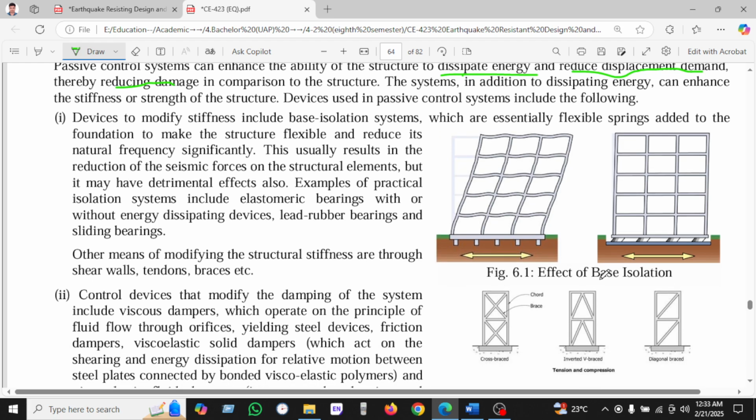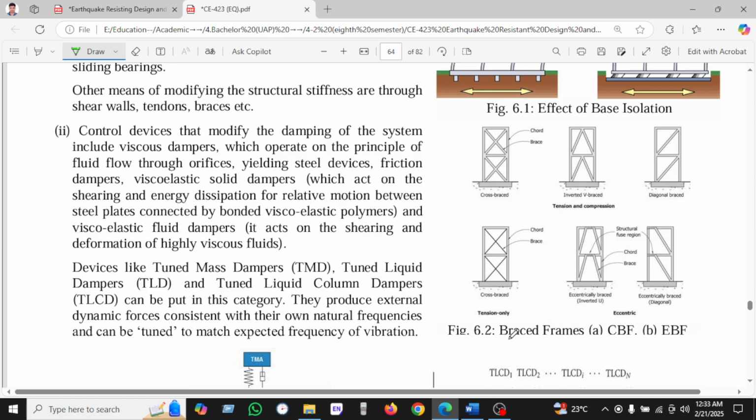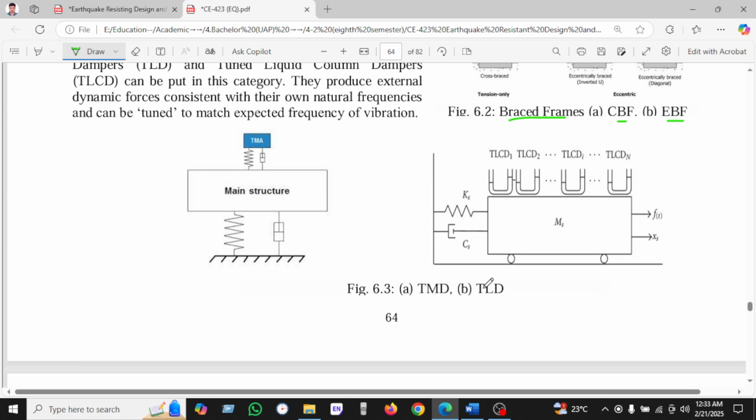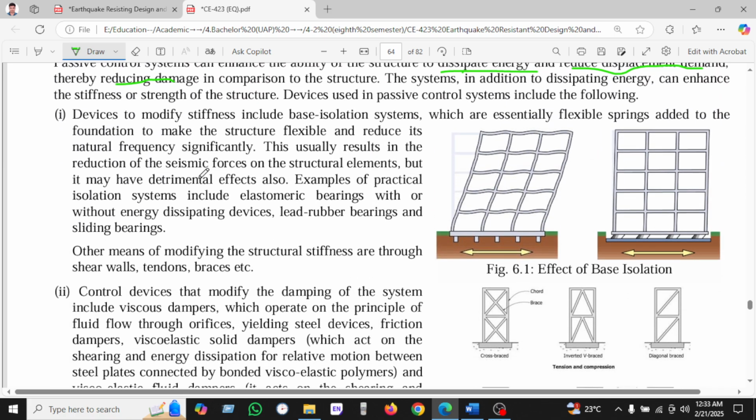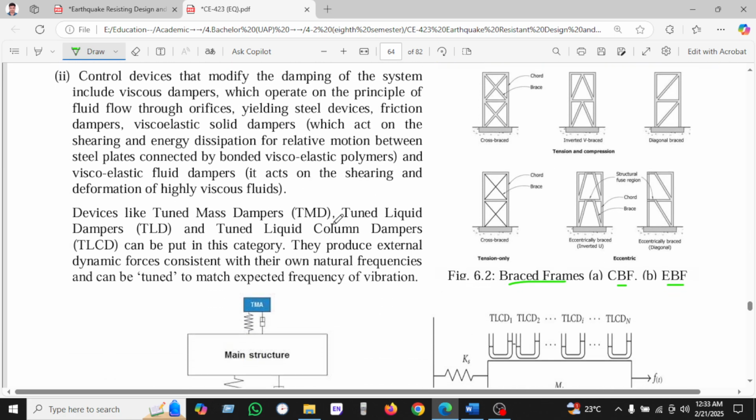So you can see here base isolation is introduced. Another is the bracing frame, which is CBF and EBF. The brace is introduced. Another is TMD and TLD. We have been seeing this is the TMD, tuned mass damper, and tuned liquid damper. Okay, so in passive control we have seen most of the devices.